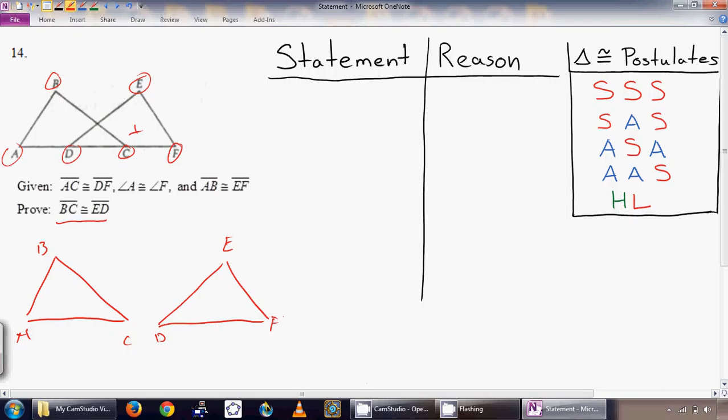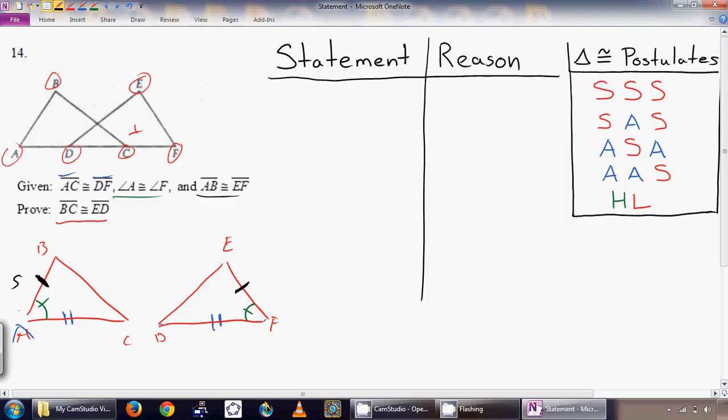Let's take the givens and put them in. Side AC is congruent to side DF, so this side is congruent to this side, DF. Angle A is congruent to angle F. Fantastic. And then AB, this side, is congruent to EF. Well, this is done for us.